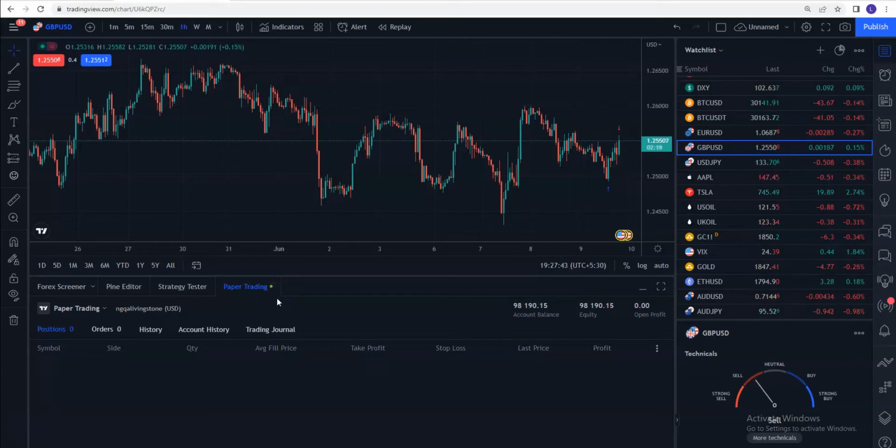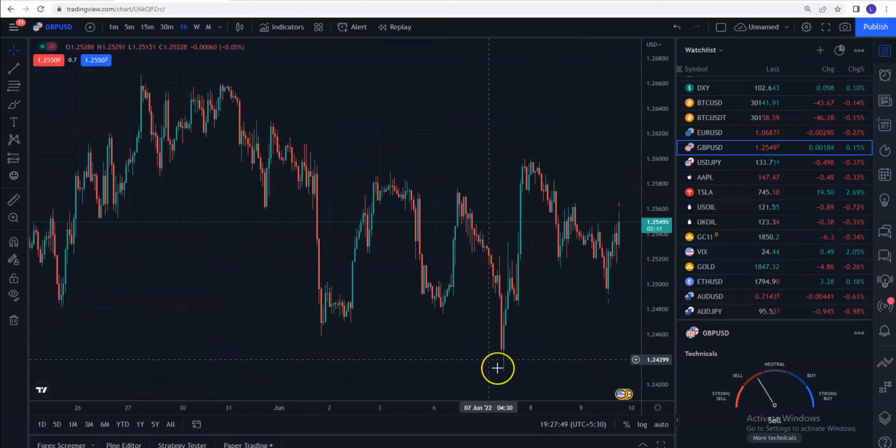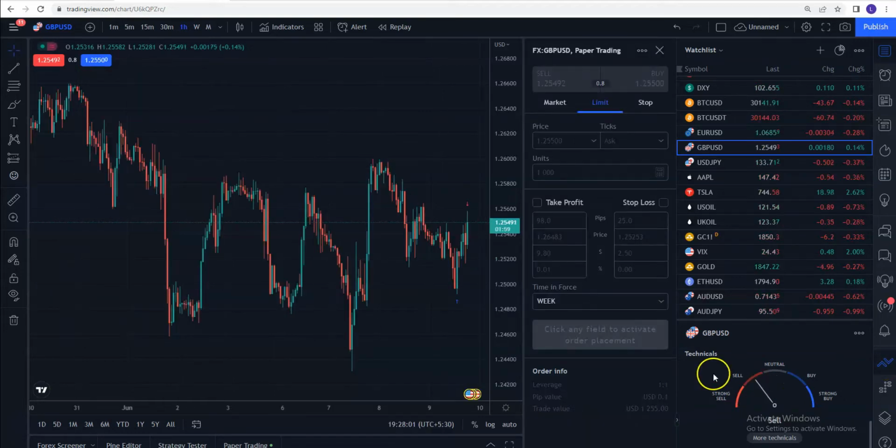So now I have my pair here, which is the Great British Pound US dollar. I can always take this trading panel down so that I can see the chart more clearly. So I have my panel here. Now I go back to my order panel where I can start issuing orders. As you can see, it's allowing me to start trading.